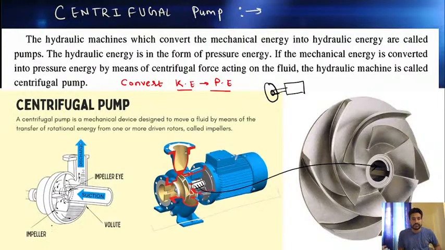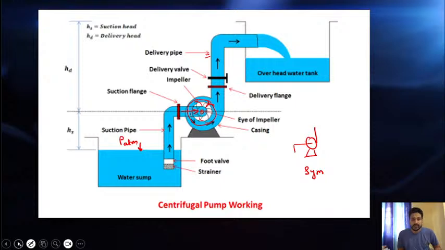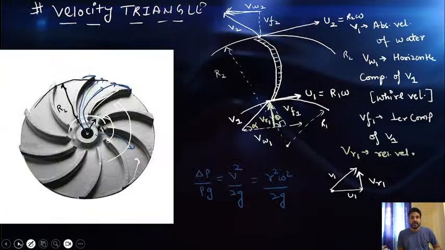So this is my centrifugal pump. There are some components in the centrifugal pump: impeller, casing, suction pipe, delivery pipe. We discussed it, right? And we discussed the volute casing, right? In that volute casing, what is the meaning of this increasing diameter? We already discussed this, right? And we discussed the velocity triangle actually, right?